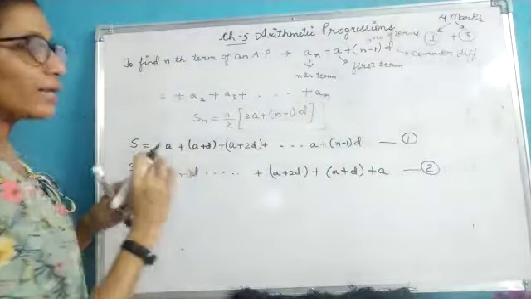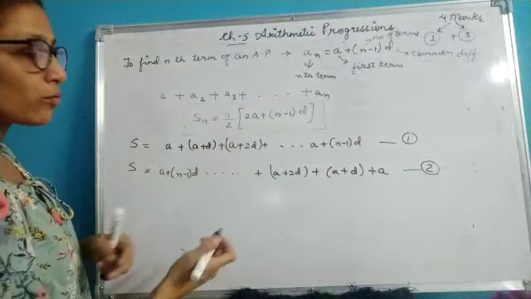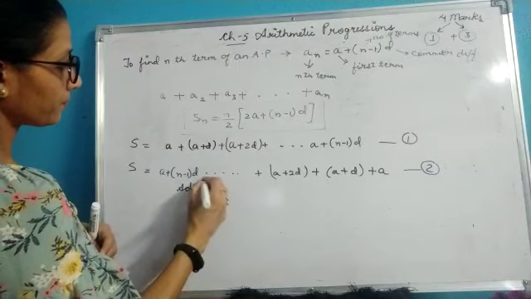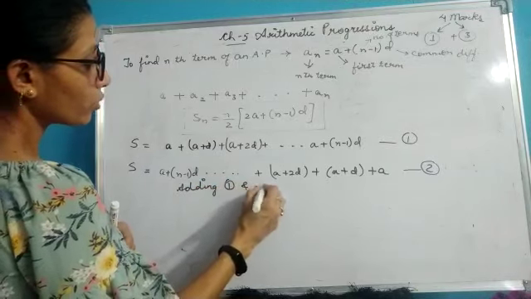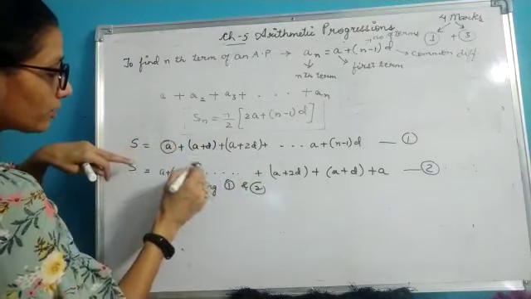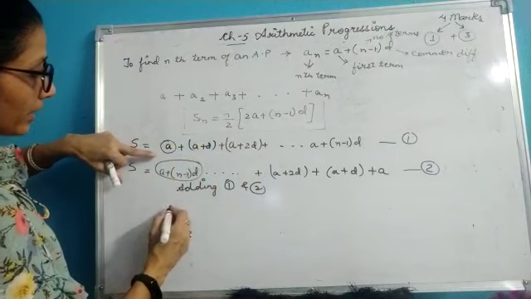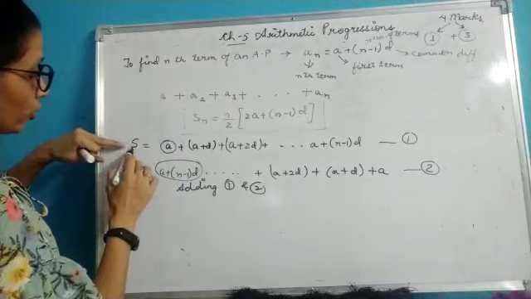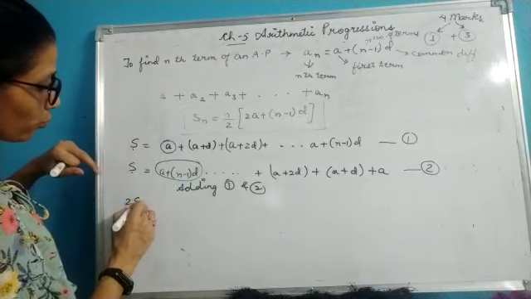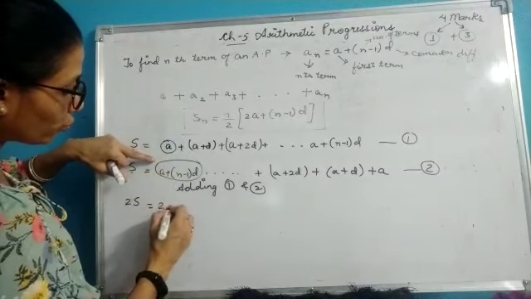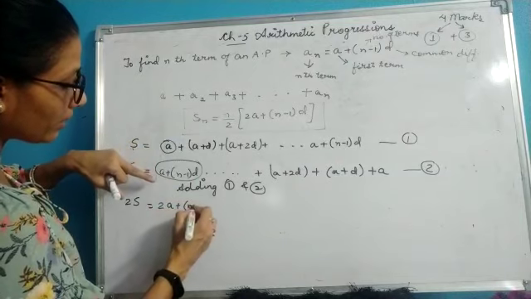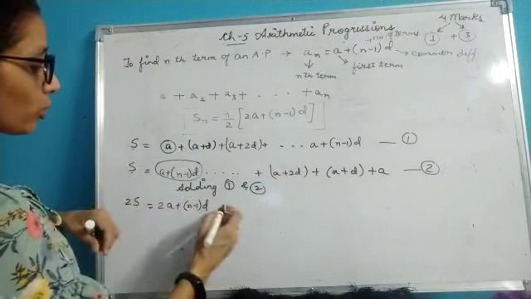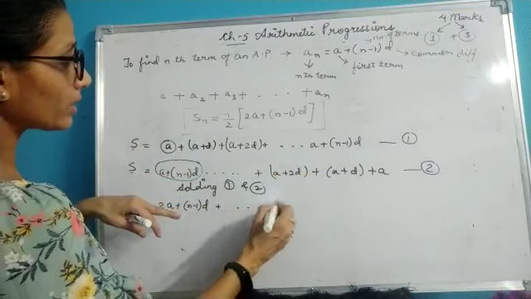If I add these two equations, then what will I get? Adding 1 and 2. So if I add this term and this term, first of all let's add your left hand side. So S plus S will give you 2S, this will give you 2a plus n minus 1 into d, and then you will be adding the next term also to it. So you will be getting it like this.